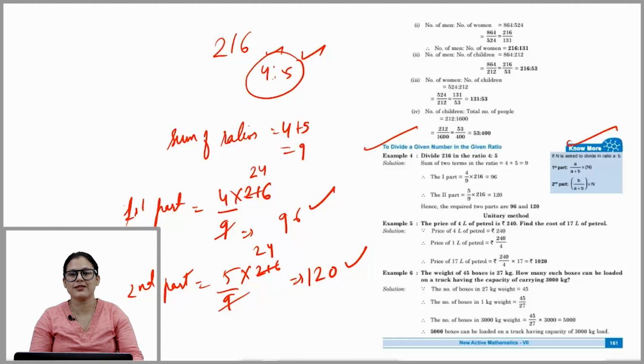If n is asked to be divided in the ratio A to B, first part is A upon A plus B into n. Okay, n is the number, and the second part is B upon A plus B into n.